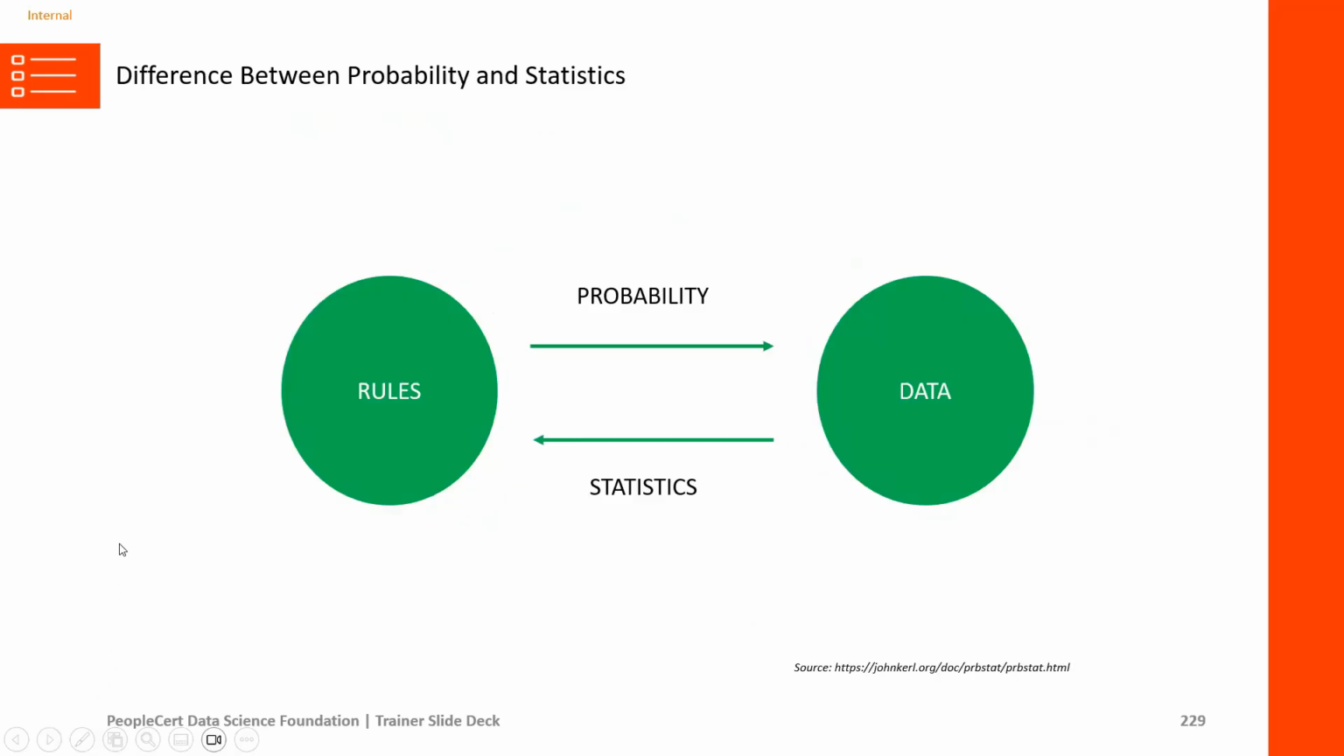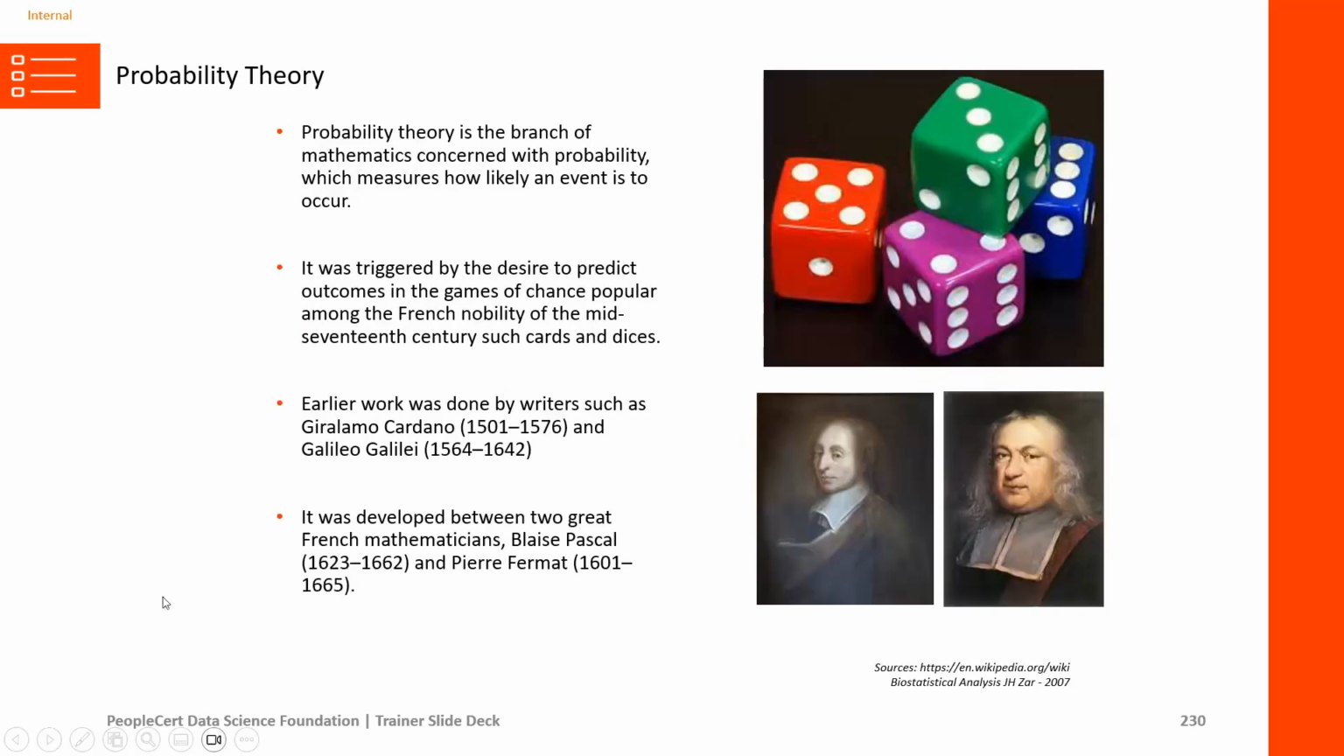So now let's talk about the difference between probability and statistics. Probability is the occurrence frequency of anything given out of a sample. So you have rules and you have data, and probability is basically based on the rule, what is your occurrence frequency. And statistics is basically when you have the data and you work out for the sample or population.